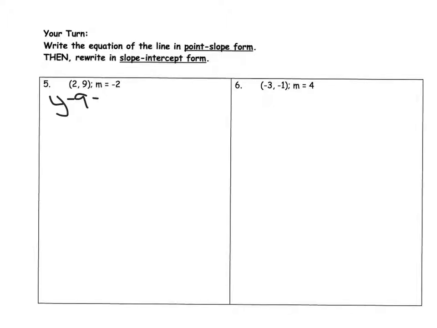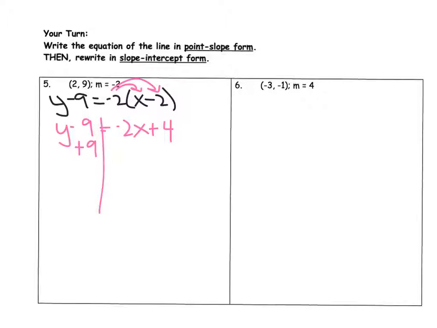y minus 9 is equal to negative 2 times x minus 2. I have my equation in point-slope form. Now I need to write it into slope-intercept form. The first thing I'm going to do is distribute my slope into the parentheses. I'm going to get y minus 9 is equal to negative 2x plus 4.